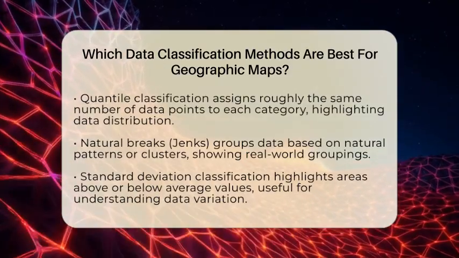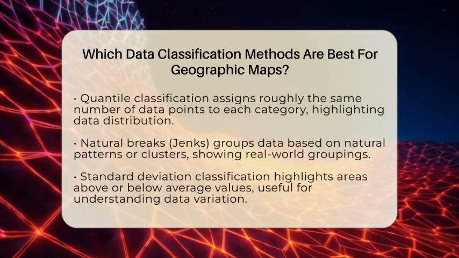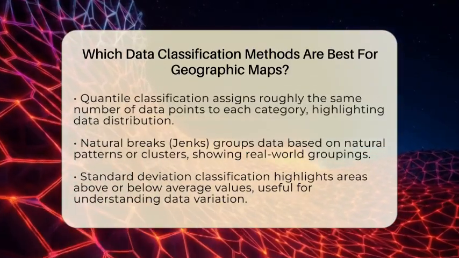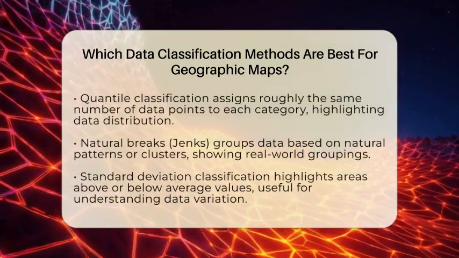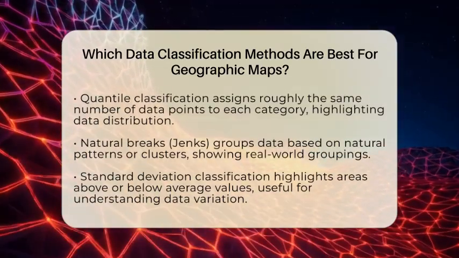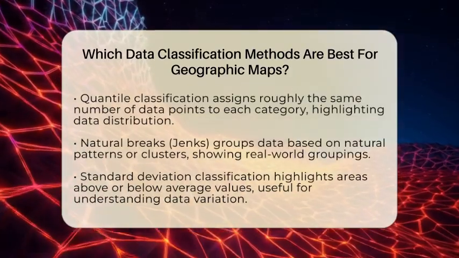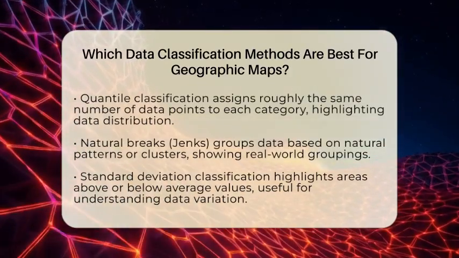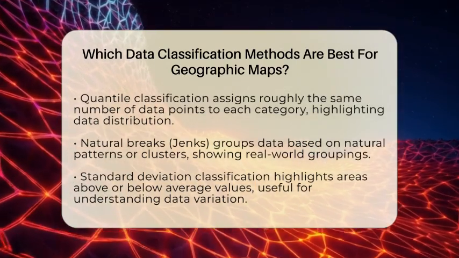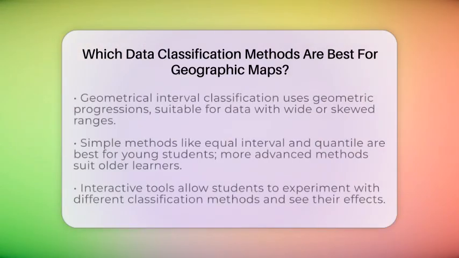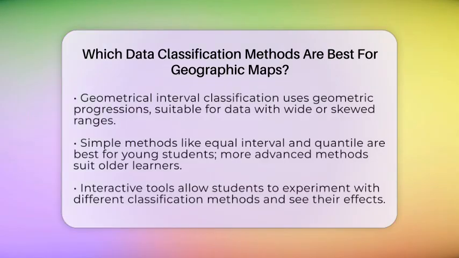Natural breaks classification, also called JENCS, groups data based on natural patterns or clusters. It looks for natural gaps in the data, like a group of cities with similar populations separated from others. This method shows real-world patterns better and makes the map more meaningful. It is a bit more complex but very effective for illustrating how data naturally forms groups.